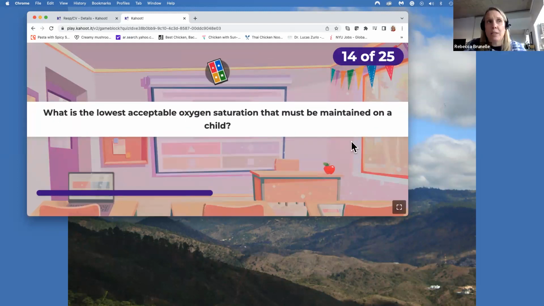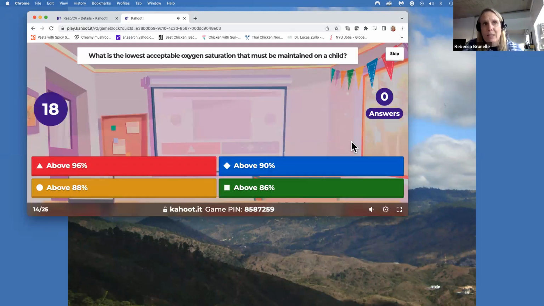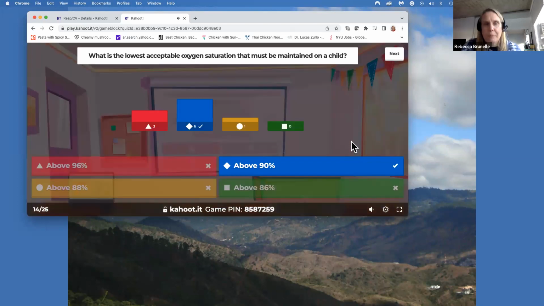What is the lowest acceptable oxygen saturation that must be maintained on a child? Above 96, above 88, above 90, above 86? So I think most of you got that. Generally speaking, for normal oxygenation, you always want it above 90.